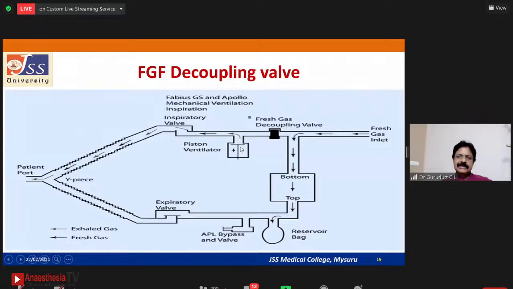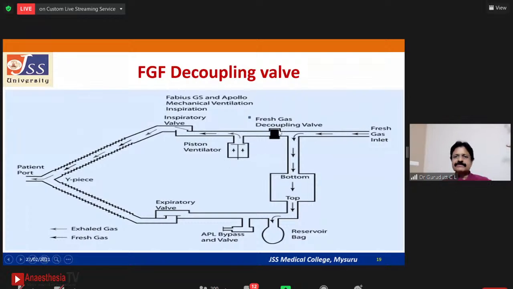So what I'm showing is the piston ventilator. From the ventilator, the gases are pushed to the patient during inspiration, and during inspiration, the fresh gas decoupling valve is in the closed position. It will not open up. So all the fresh gases are directly entering into the bag instead of going directly to the patient. So that way, even if the flush valve is accidentally activated, the fresh gases will not directly go to the patient, and that's how barotrauma is prevented.